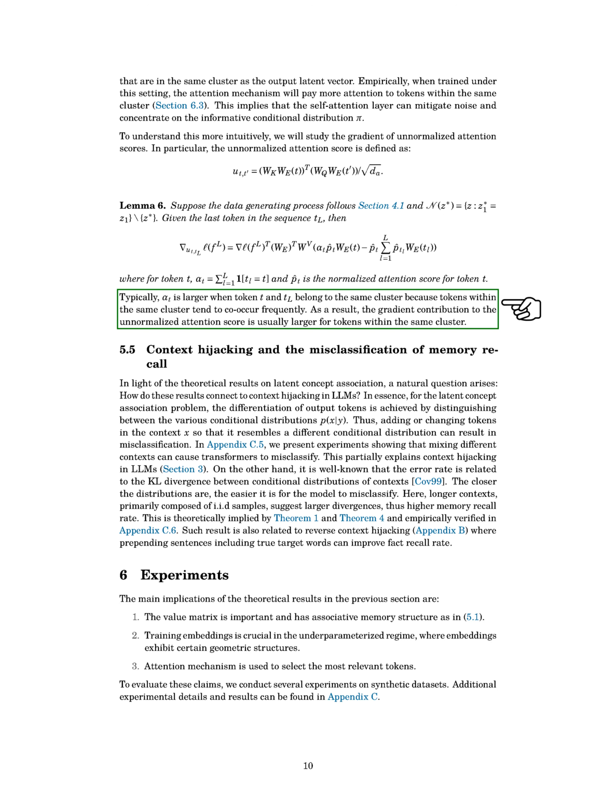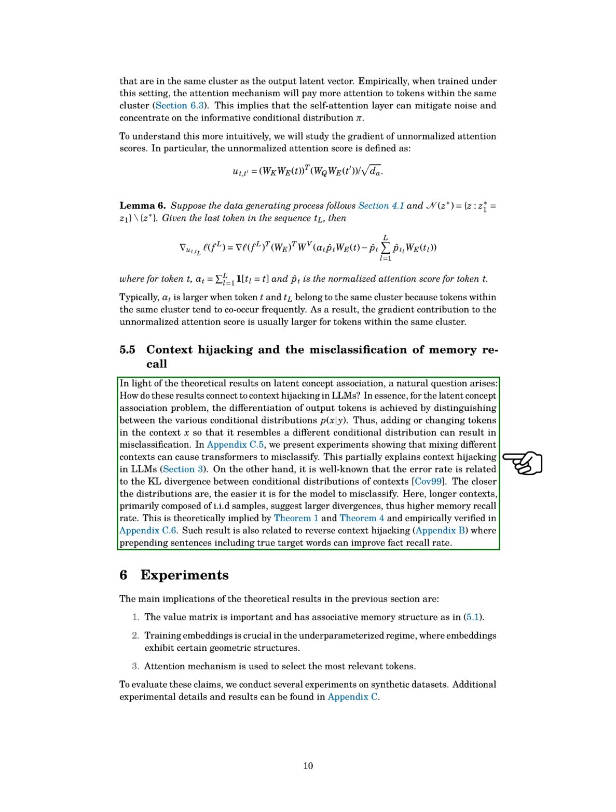Considering context hijacking and memory recall misclassification, we explore how manipulating the context in language models can lead to misclassification. By altering the context to resemble a different conditional distribution, models may misclassify tokens. Longer contexts with diverse samples can increase the error rate, as indicated by theoretical results and empirical observations. Additionally, we discuss reverse context hijacking, where adding sentences containing target words can enhance fact recall rates.